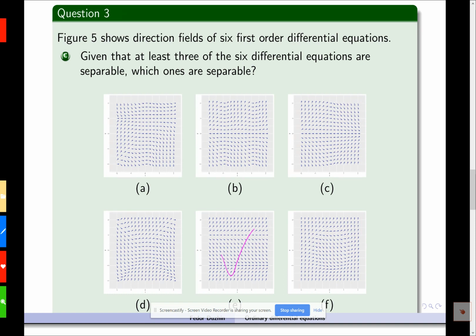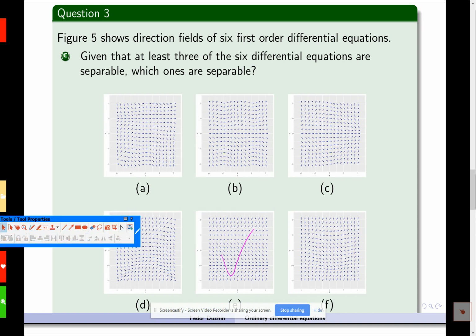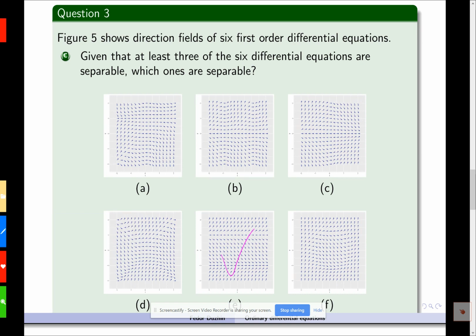So it tells us that if we have a separable differential equation, then the set of zeros of the right-hand side has the structure of some horizontal lines and some vertical lines, right? So let us see what the set of zeros of the right-hand side is in each of these cases. So let me try to trace the set of zeros of the right-hand side.